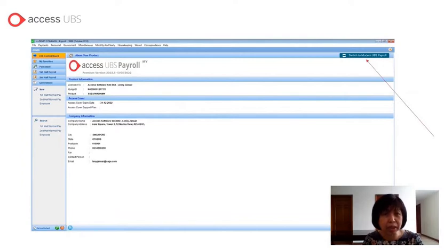In the new release of UBS Payroll, when you log in, you will still see the current main menu, but there's a new button on the right top called Switch to Modern UBS Payroll. When you click it, it will take you to the modern view. The existing screen will still be available and will be referred to as the classic view. Once you switch to modern view, you'll find new screens with a better way to manage your payroll.